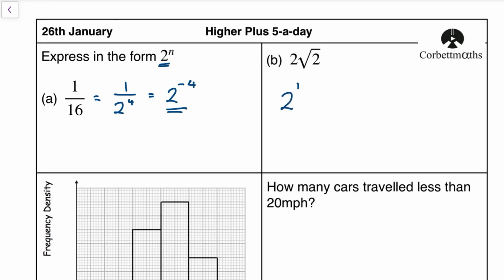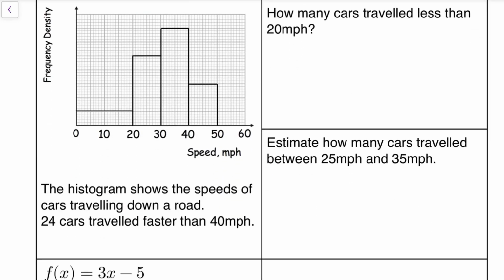2 is the same as 2 to the 1. And the square root of 2 is the same as 2 to the half. When I multiply my powers, I add them, so that's the same as 2 to the power of 3 over 2. And I will say 3 over 2, don't use 1.5. It just doesn't look very good at GCSE level. Good question. Next one.